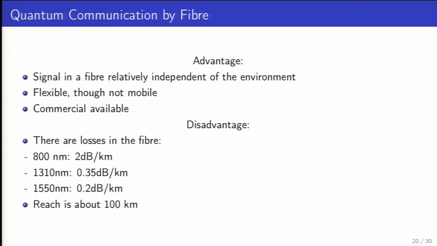The disadvantage is that you can't use every wavelength, because most wavelengths have a high loss in the fiber. The wavelengths that are used today for network traffic are around 800, around 1310, and around 1550 nanometers. But even the last one has 0.2 dB damping per kilometer, and the reach is limited to about 100 kilometers. So what we should do now is find a scheme to enhance this reach.